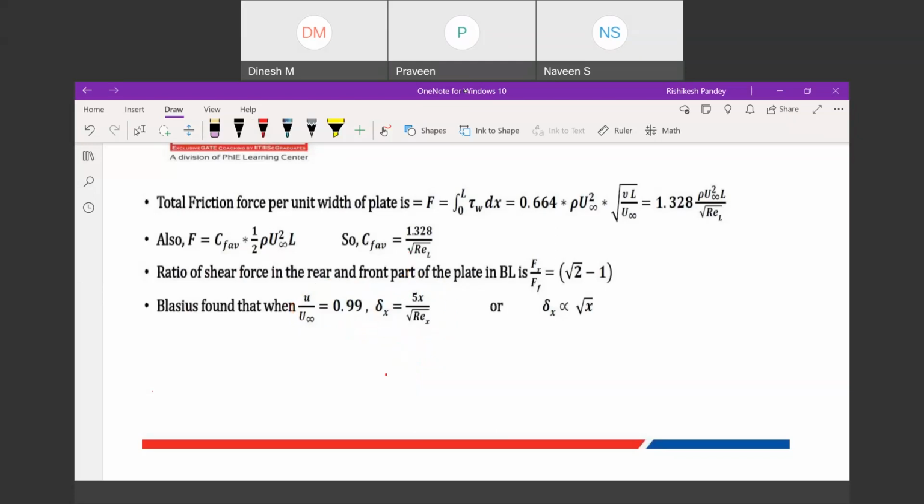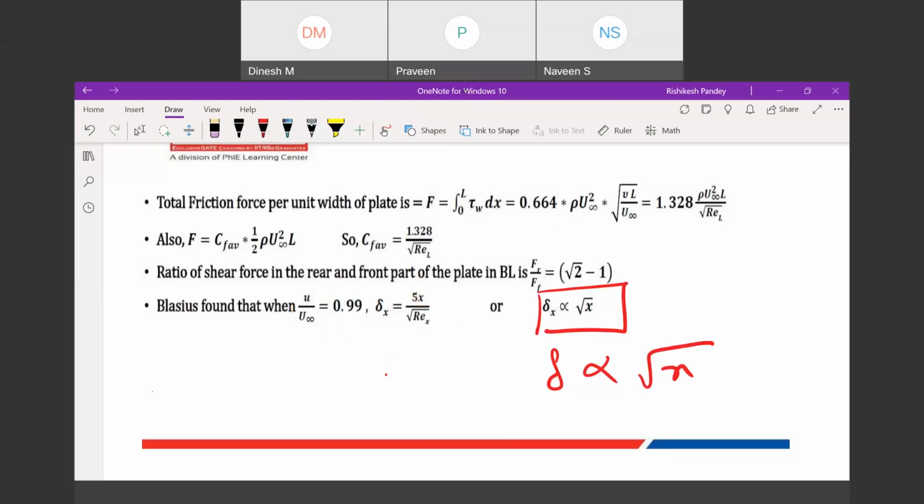So from here, we can conclude that boundary layer thickness varies with x, and that too with root over x. You see, delta is proportional to root over x. So you can say, sir, delta x is proportional to x. It is not proportional to root x.